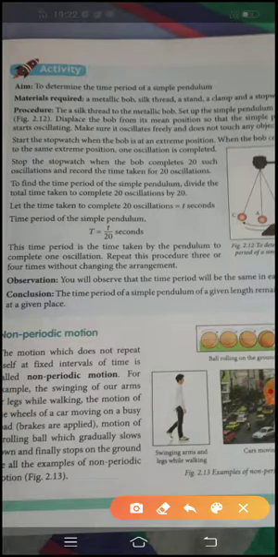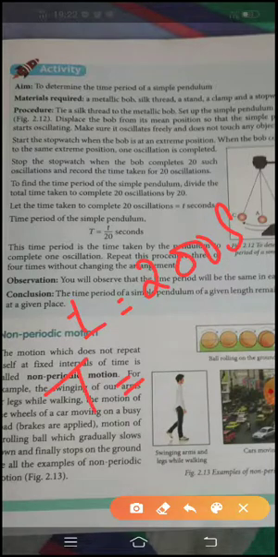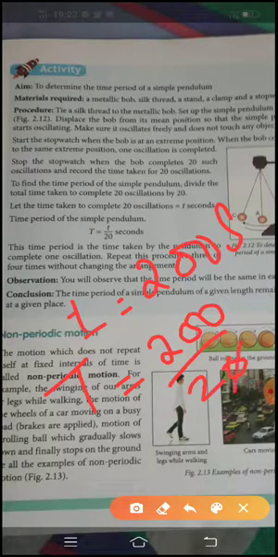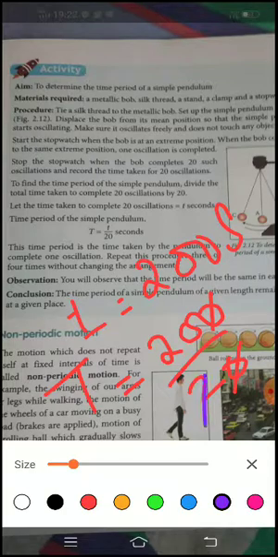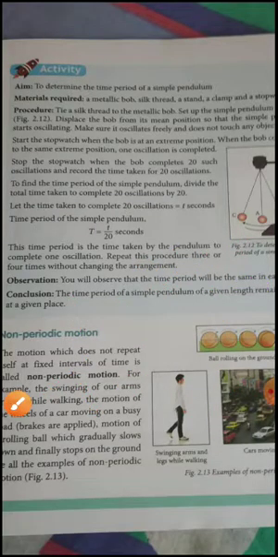Now consider that in total it has taken 200 seconds. Therefore, the time period will be 200 divided by 20. The 0 and 0 get cancelled. So if you divide 20 by 2, your answer will be 10. Therefore, what is the time period for one oscillation? It is 10 seconds. So this is how you will calculate, and that is the activity which is given.